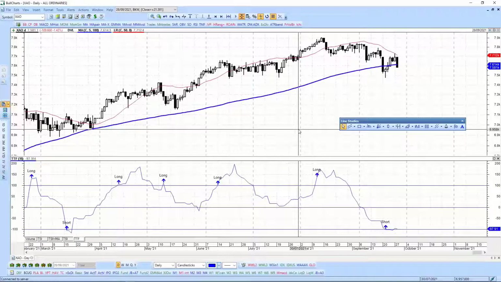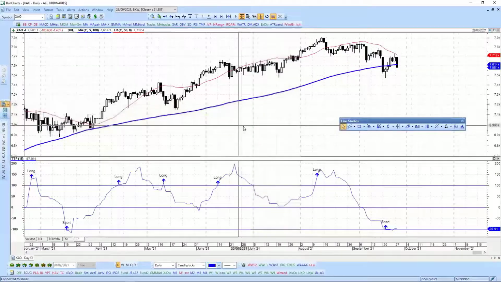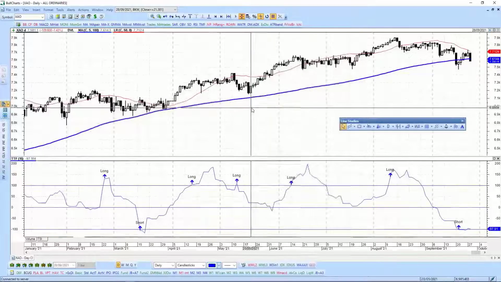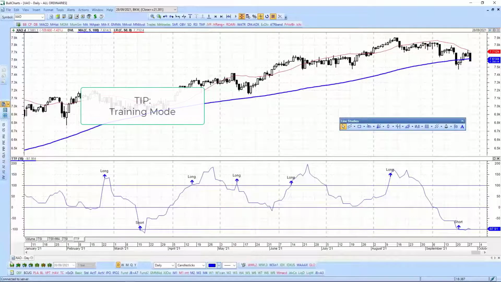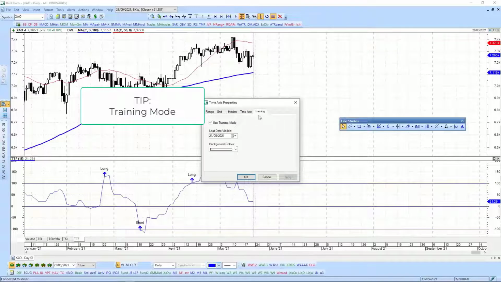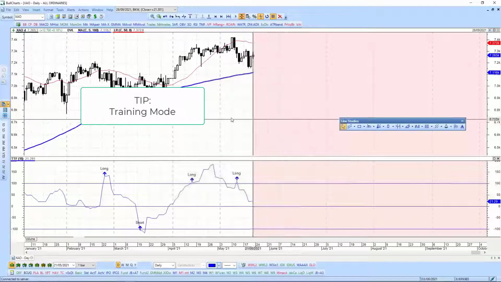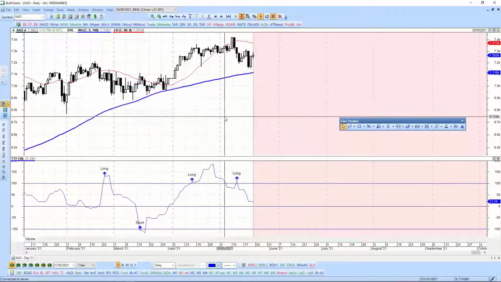The other thing I should point out too, while we're on this, is if any of you get to a stage where you're looking at a chart and you've got some ideas about how to interpret things, don't forget the training mode is something you can turn on and off. Now, I've got my training mode area set to white. Here we go, background color. I think by default it's pink or salmon. I've turned training mode on.